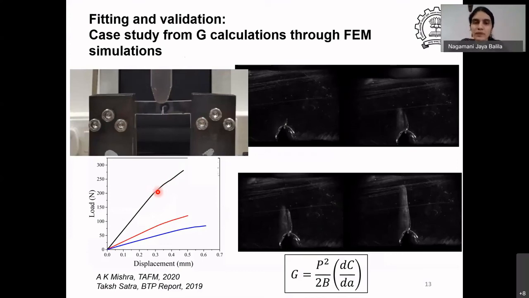crack started to grow. Now, if I unload the entire sample and reload it for a specimen with the longer crack now, then it will load like this. That means the slope of this curve is going to be much lower than the slope of the original sample. The original sample had a shorter crack. So for the same displacement, it could take a higher load. But when you have a longer crack, the specimen cannot take the same load for that displacement. So it's going to be able to take a much lower load. So the slope is lower.